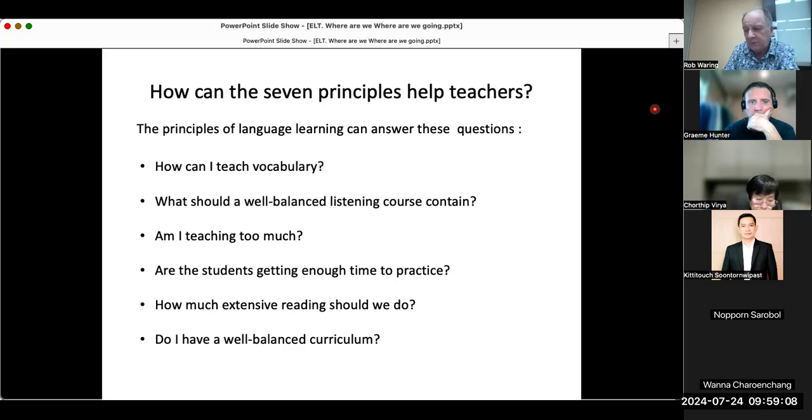So these principles that I'm going to go through rather briefly can help answer some of these actual questions which a teacher may ask. If we look at some of the methods that we talked about before, many of the methods don't actually help you with answering questions about today's class.